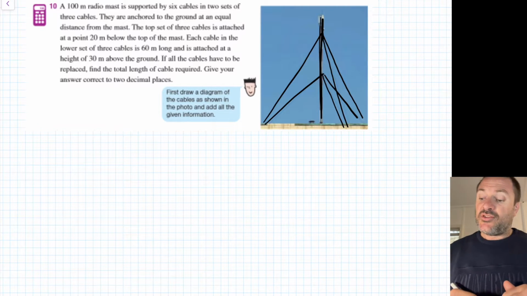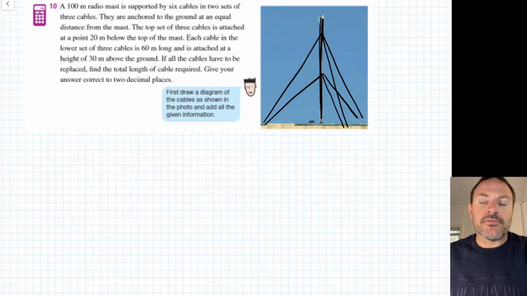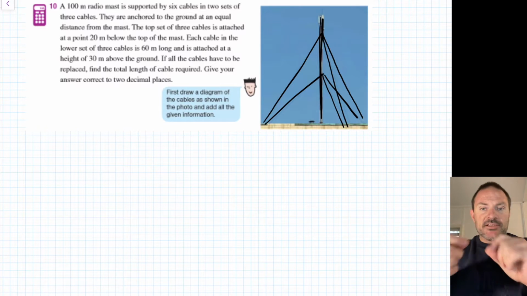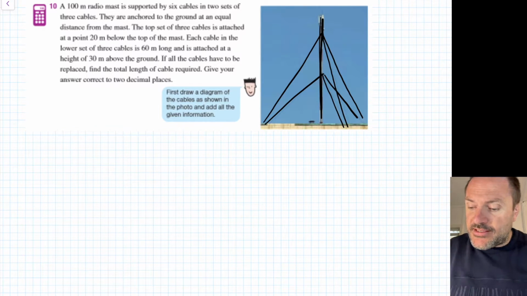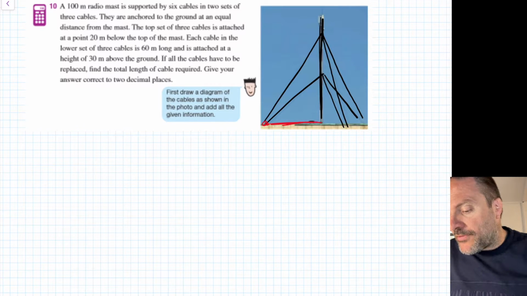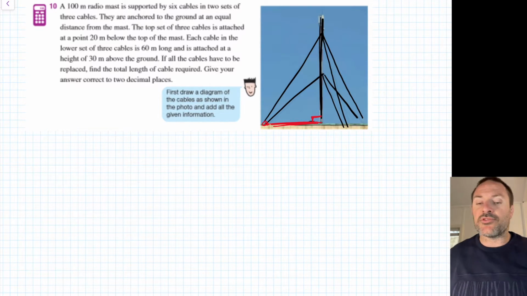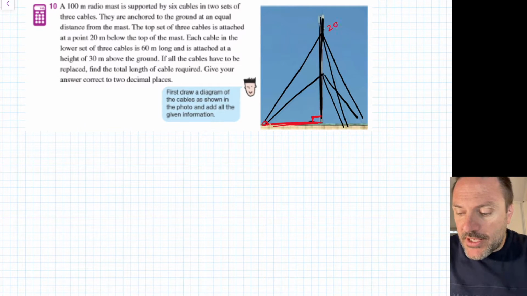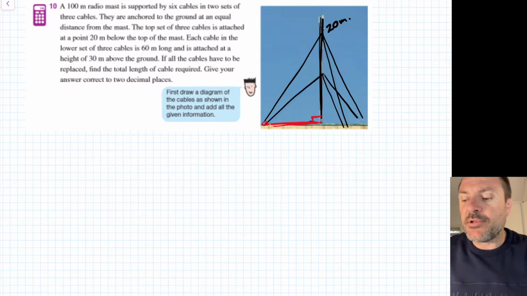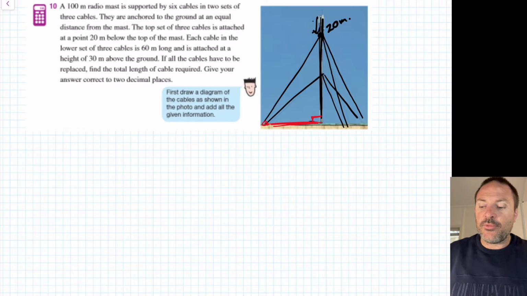It's almost a three-dimensional sort of shape, because these all go out to different points. They're anchored to the ground at an equal distance from the mast. So this distance from all of them, if that's my right-angled triangle, is the same length. The top set of the 3 cables is attached to a point 20 meters below. Up here, it's a bit hard to see, isn't it? I might do it in black. It is 20 meters below. So at least we know that part is 20.